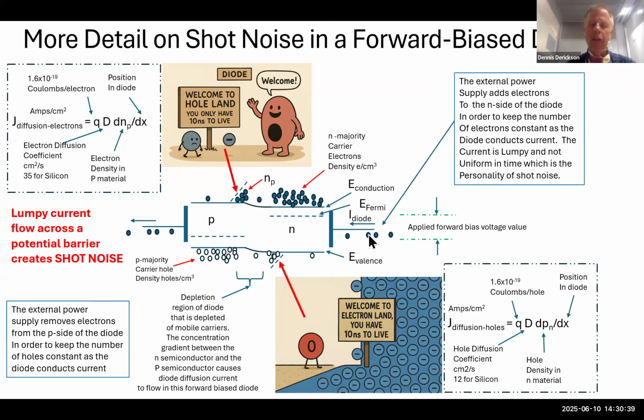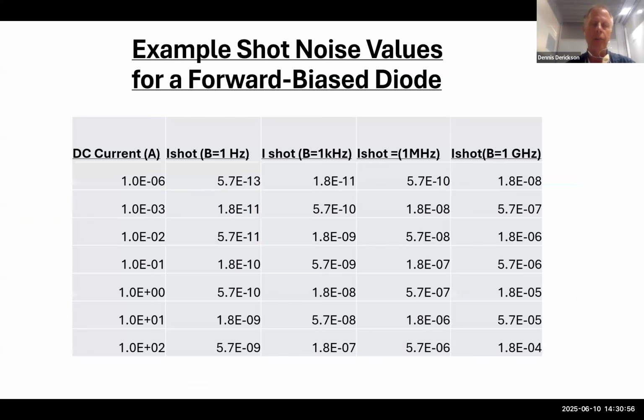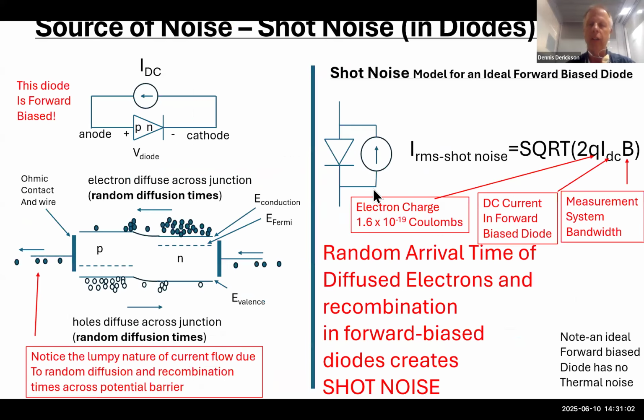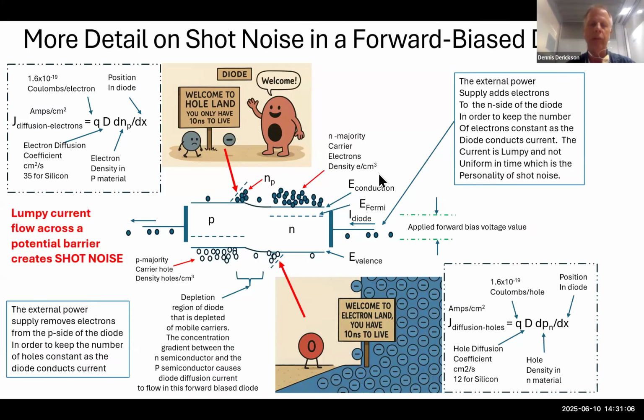And the lumpy nature of this diffusion process and recombination right here, it's not rhythmic, it's very non-rhythmic. That is the nature of shot noise in a semiconductor forward biased diode. Well, I'm going to do a little bit of support here. So let's look at this equation right here for shot noise and quantify that. How big is shot noise?